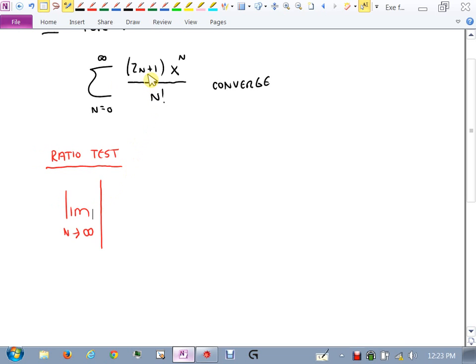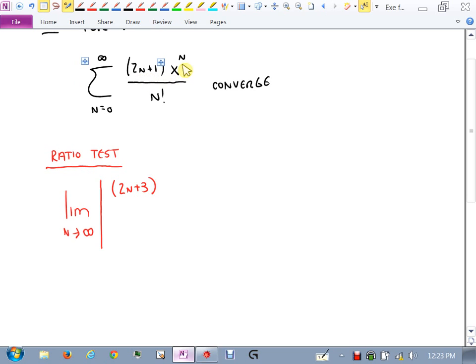A sub n plus 1 over a sub n. So this entire thing is our a sub n. Plug in n plus 1, and what would you get? So right here, n plus 1, you get 2 times n plus 1, which would be 2n plus 2. But then it's plus 1, so 2n plus 3. 2n plus 3 is what I get when I plug n plus 1 in right there and distribute through.